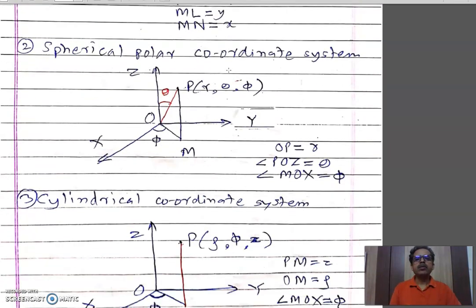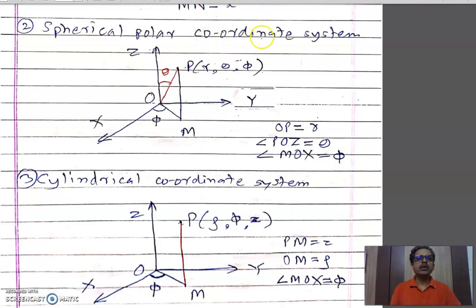Let's take now the second system, spherical polar coordinates. Again we have P, any point in the space. Join the point P and the origin. Distance OP is taken as r and the angle POZ is taken as theta. From the point P, we take a perpendicular to the XOY plane. M is the point on the XOY plane. The angle MOX is taken as phi. Then the point P can be identified by r, theta and phi. These r, theta, phi constitute the spherical polar coordinates of the point P.